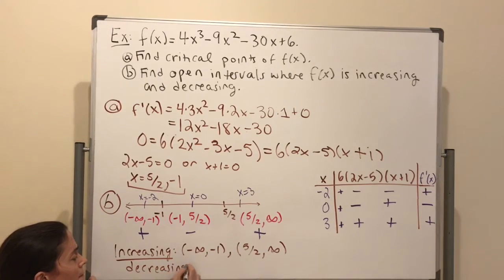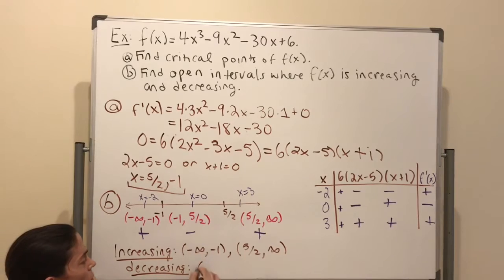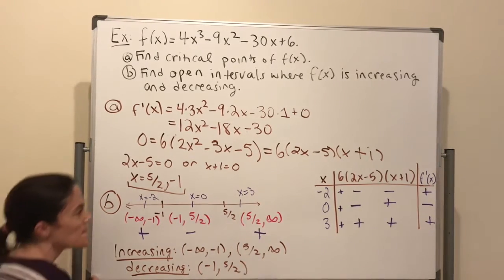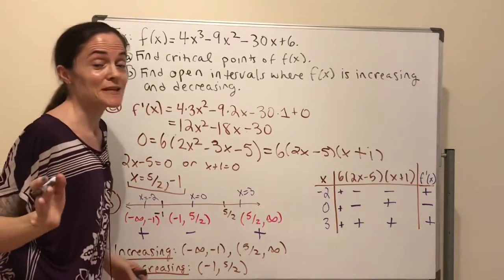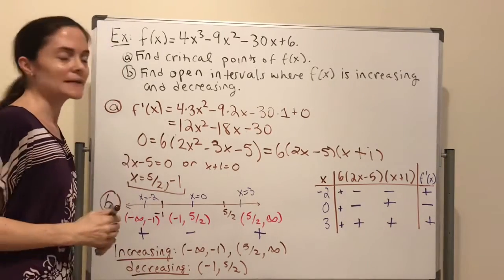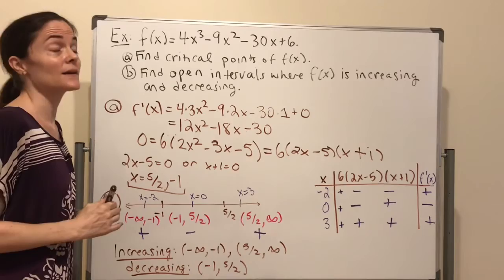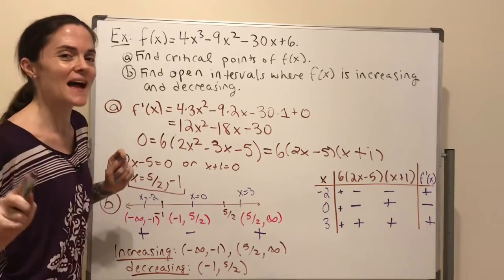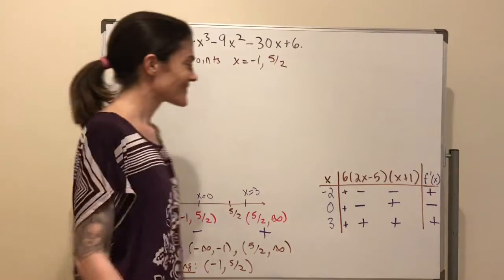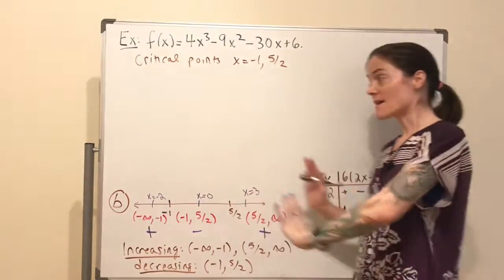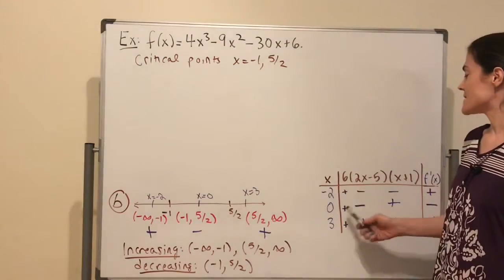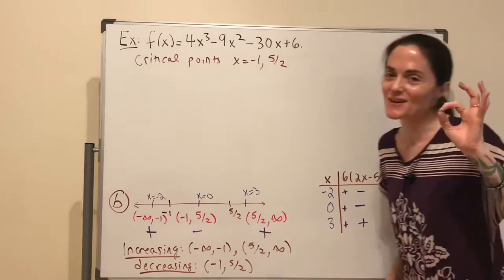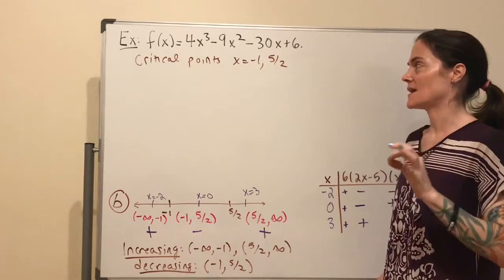Everywhere we see a minus, which is only one open interval. Okay? So far, we have finished the problem as written, but now let's talk about classifying these two critical points as either being a local max or a local min. I have erased part of the board. We still see this work about the intervals of increasing and decreasing.